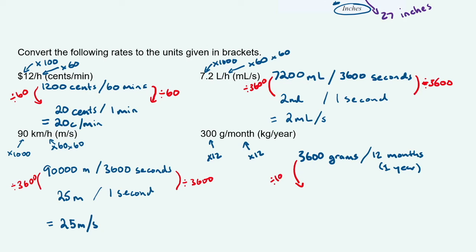And this time we're going to divide by 1,000 because 1,000 grams are in a kilogram. We divide 3,600 by that 1,000 and you should get to 3.6 kilograms for every 1 year. And you should get that for your answer.